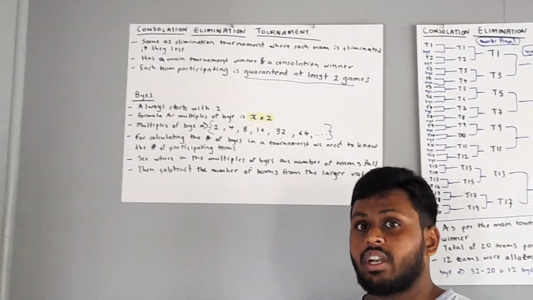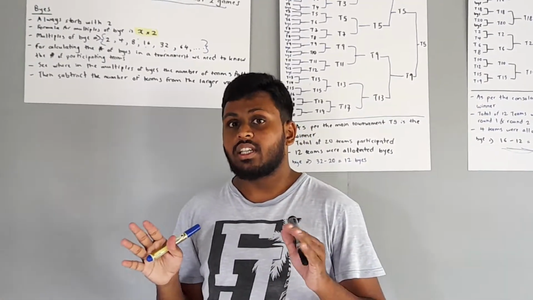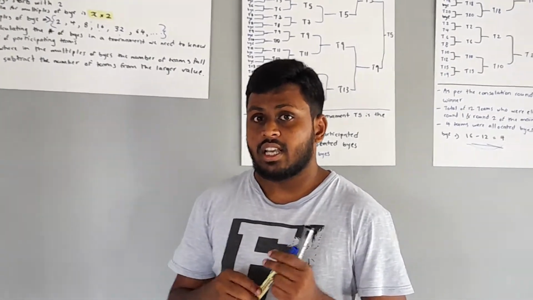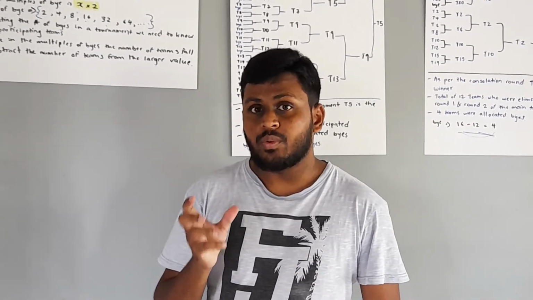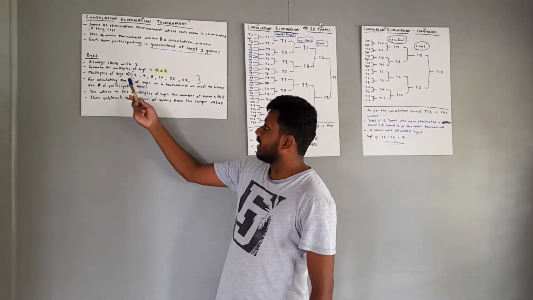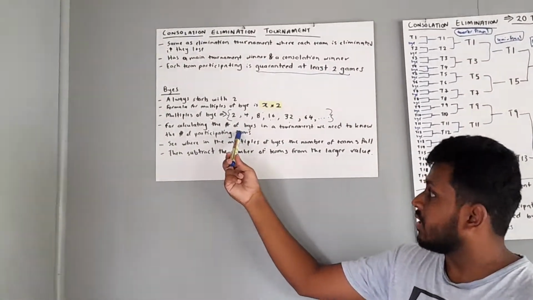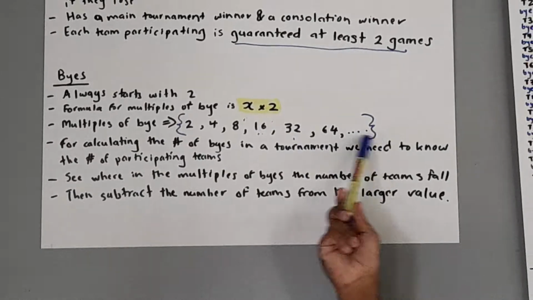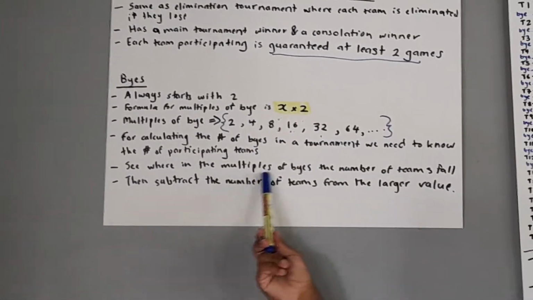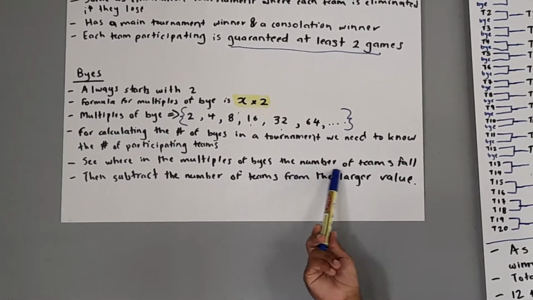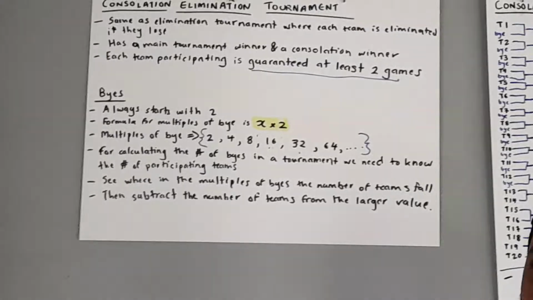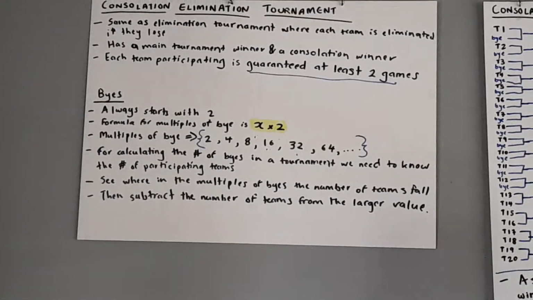Now, for calculating the number of byes in our tournament, first we need to know how many teams are participating. Once we know the number of teams, we see where the number of teams falls in the multiples of bye. Once we know where the number falls, we subtract the number of participating teams from the larger multiple of bye to get the number of byes.